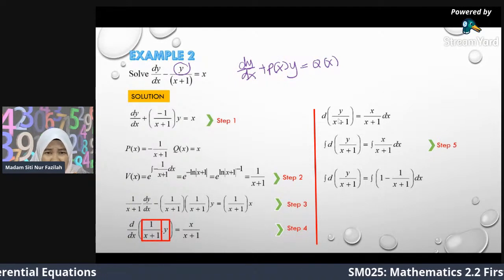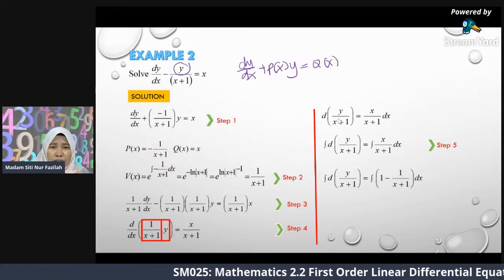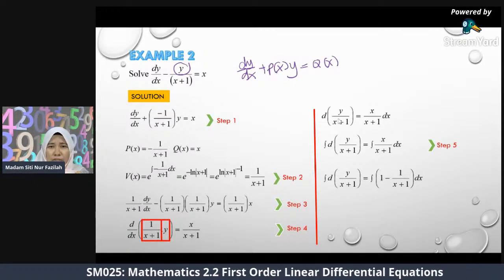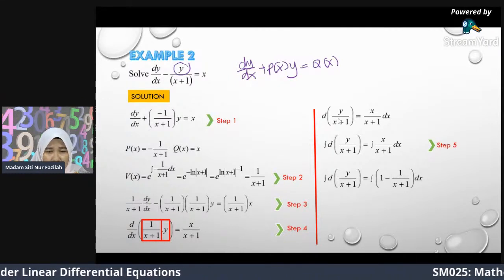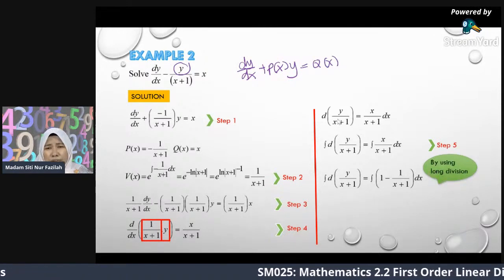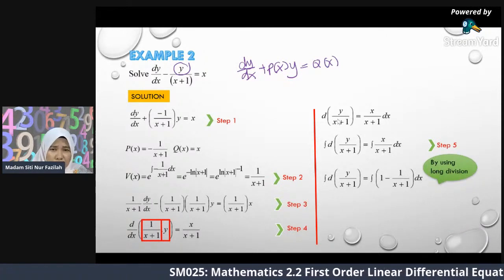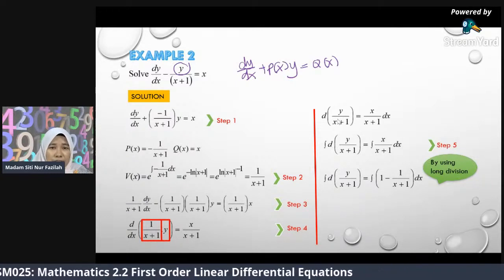For the right side, x over x plus 1, we cannot integrate it directly as is. That's why we might use something to integrate. This one, I use long division to split the fraction.